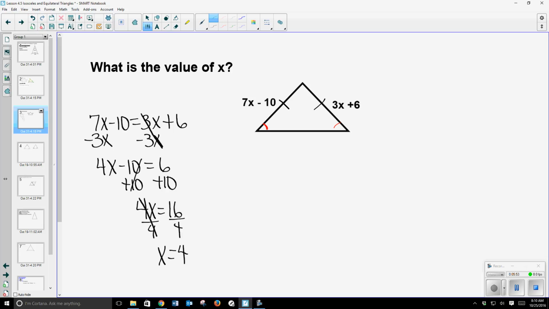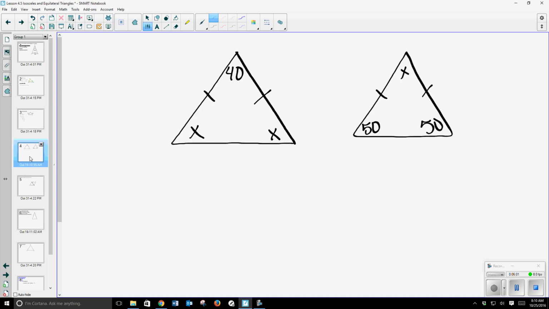Okay, so let me show you some more examples that you might see that I don't have a regular example for with the isosceles triangles. So if you have an isosceles triangle, and you know the vertex angle, you might have to find the base angles. Let's just say that it looks like this, and I go, okay, what's the measure of the base angles?